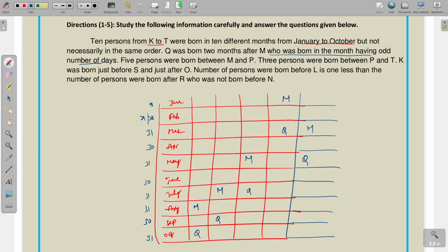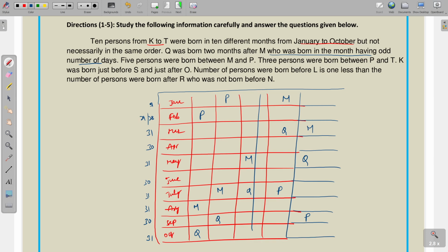See the next point. 5 persons were born between M and P. So see 1, 2, 3, 4, 5. Here P is placing here. And next, 1, 2, 3, 4, 5. So there is no place to place P. And here 1, 2, 3, 4, 5, here P is placing. Here P is coming.